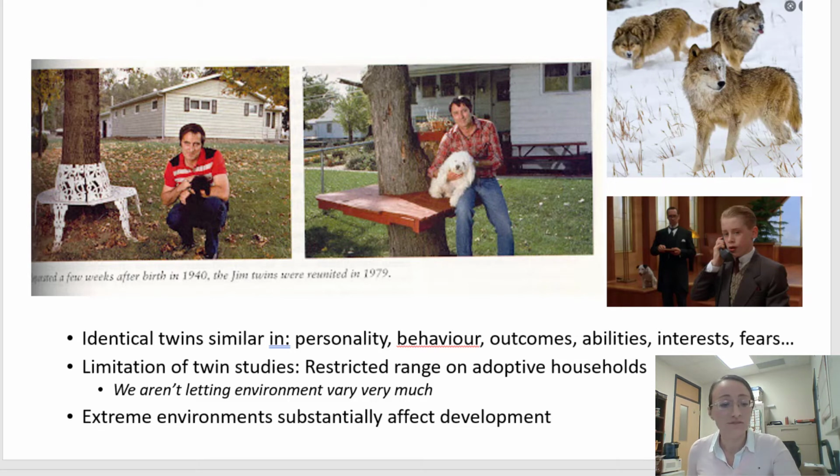But how much do adoptive homes really differ? There are a lot of social controls on who can adopt children, and those are overwhelmingly well-to-do families. You're not looking at the whole range of family environments, which would run between raised by wolves to adopted into the most advantaged, skilled family you could imagine.